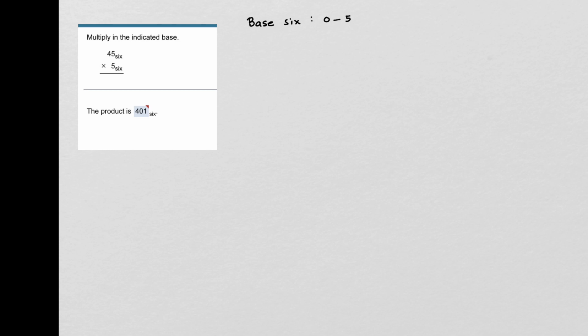So if you get to whatever the base number is, in this case 6, then we have to move over a place value. Just like in base 10, if you get to 10, you move over to the tens place. So we're going to start off this problem, and we are going to multiply very similar to what we do in base 10, where I'm going to take the 5 in the ones place times the other 5 in the ones place.